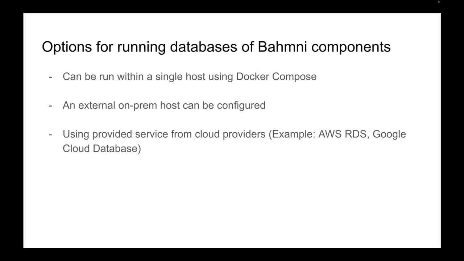You can also run the database on a separate on-premise host, which can be configured in the Docker Compose itself. Or another option is you can use provided services from cloud providers. For example, maybe I want to use RDS, Google Cloud Database or Azure Database. That is also possible. Let me quickly show you.